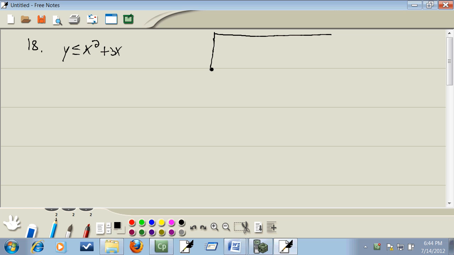I don't know why I was drawing the box first, but okay. If you have a less than or a less than or equal to, then you're going to have a lower left-hand triangle. If you have a greater than or equal to, you're going to have an upper right-hand triangle.